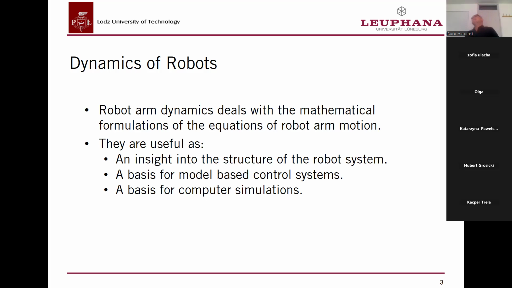This does not mean that we cannot control a robot without knowing its model. It is possible, but it's not so effective. Typically, we have to have the model, or at least nowadays, for differences we will see during the lecture. Yeah, this is the reason why I insist on the model.